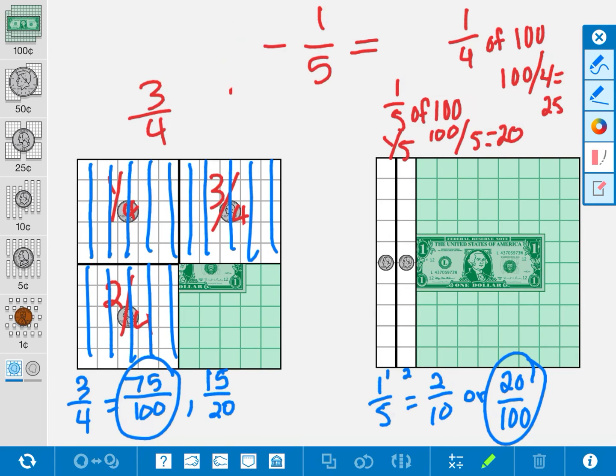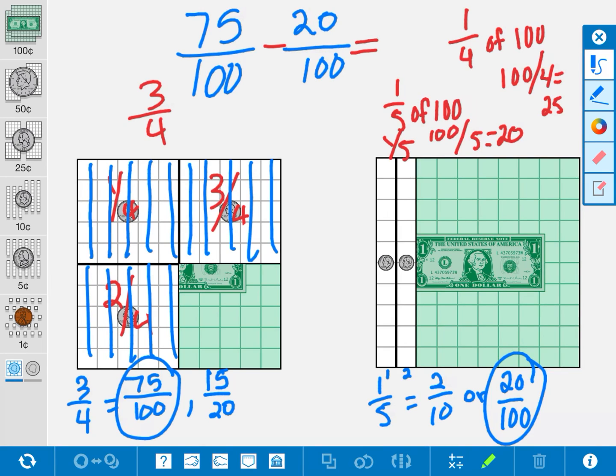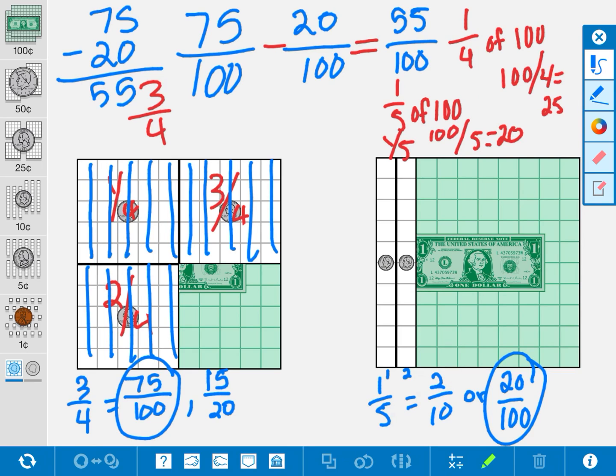3/4 is no longer 3/4. It's now going to be 75 cents out of 100. And 1/5 is no longer going to be 1/5 because I need a common denominator. So it is going to be 20 out of 100. Now, I never subtract my denominators, so I'm going to be subtracting numerators only. I'm going to do 75 minus 20, and I'm going to get 55 cents out of 100.